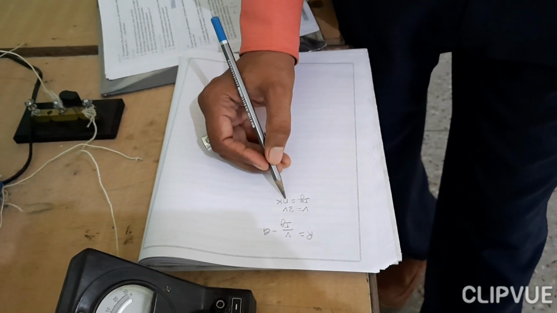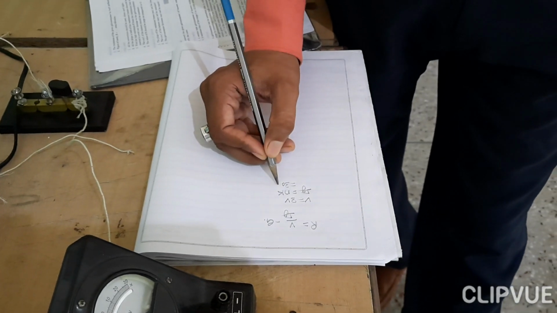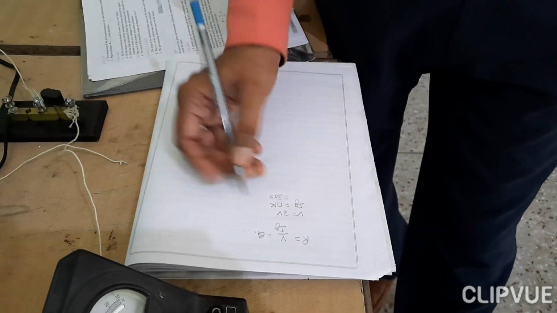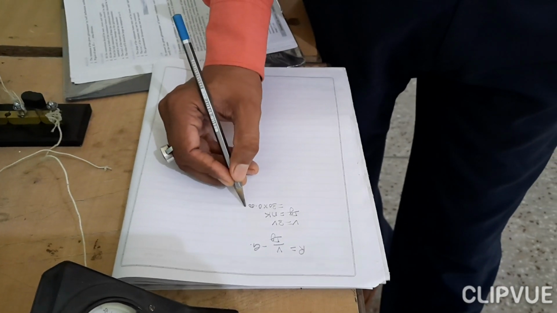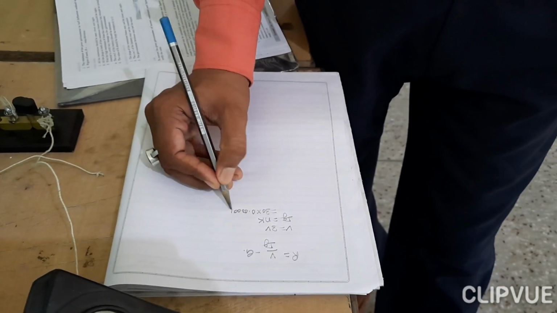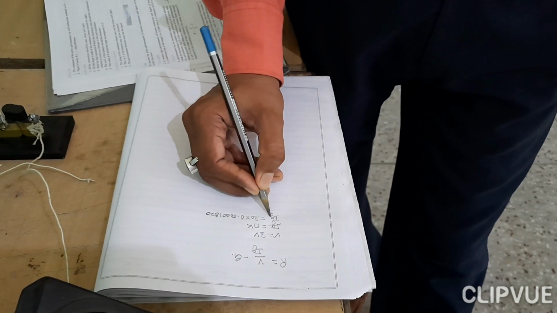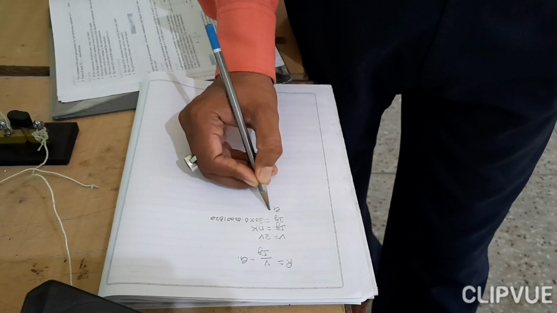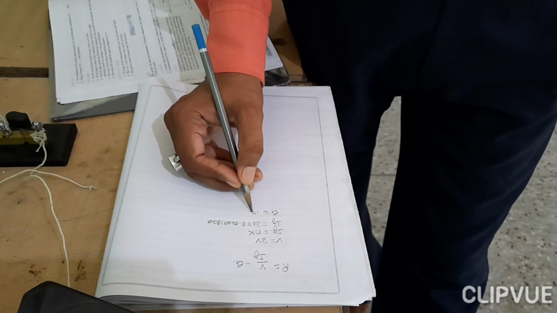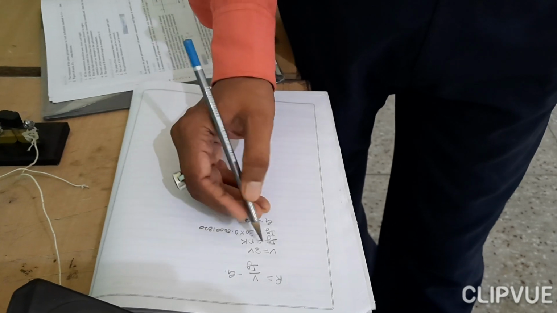Here N is the number of divisions in the galvanometer. In my galvanometer there are 30 divisions, and the value of K, which we calculated in the previous experiment, is 0.00001820. So we can calculate the value of Ig. G we had already calculated, that is 171. Its video is there in my previous videos, so you can see that.